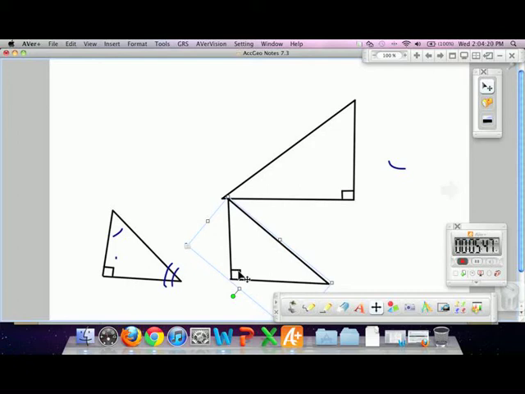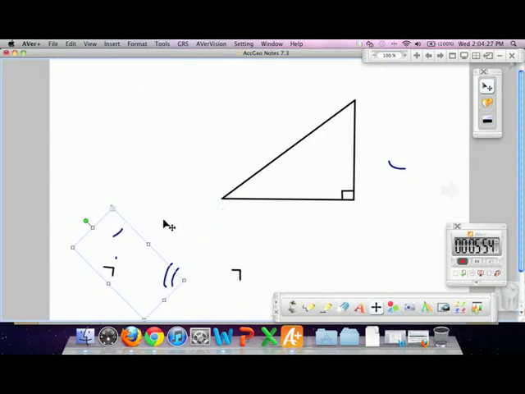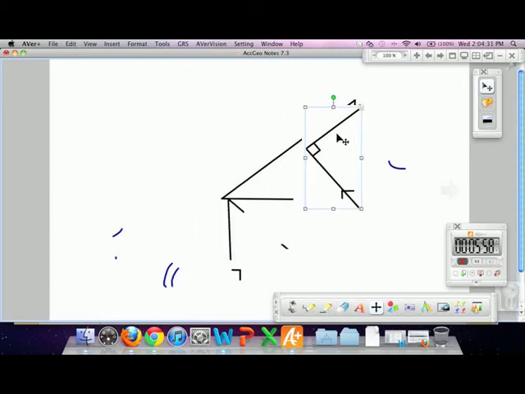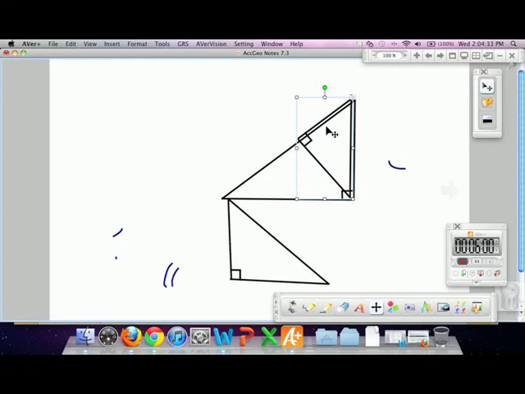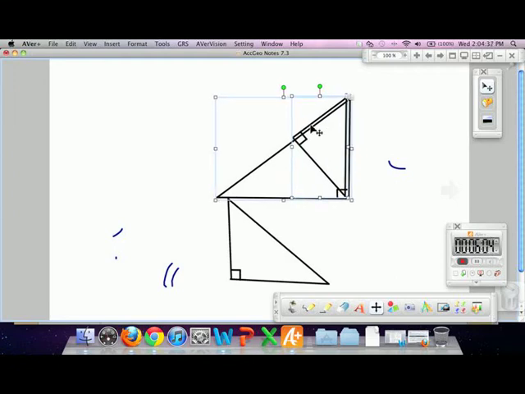Now you could have also reflected this triangle, and now they'll be kind of in the same spot. But the big idea is of the smaller triangle, we're going to have one angle that fits, and the other angle is going to match to the other side.